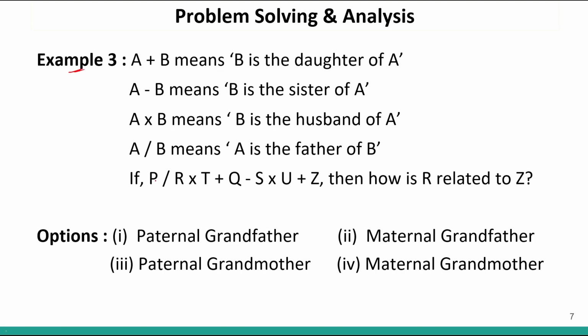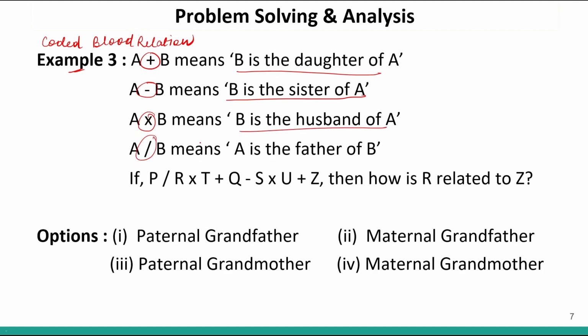Now, this is a blood relation question. This is coded blood relation. That means the blood relationships are coded. Plus sign means B is the daughter of A. Minus sign means B is the sister of A. Into sign means B is the husband of A. And divide sign means A is the father of B. So these codes are given to us and we have to find the answer to this particular question.